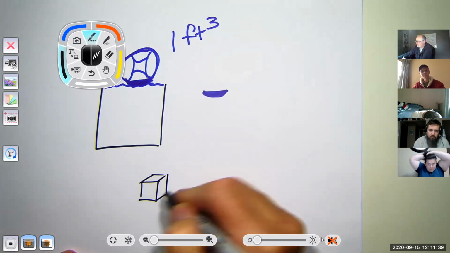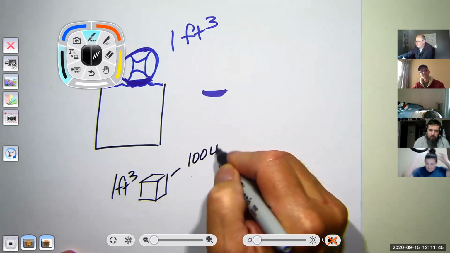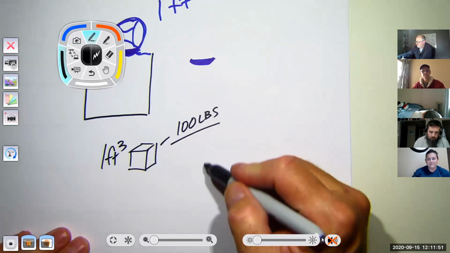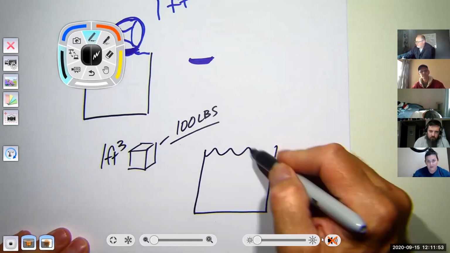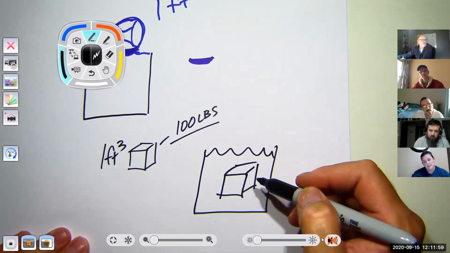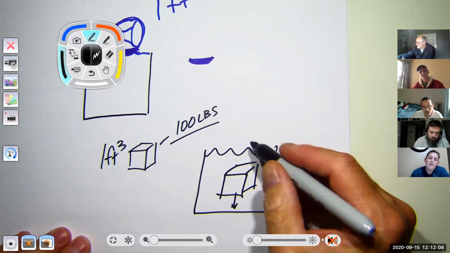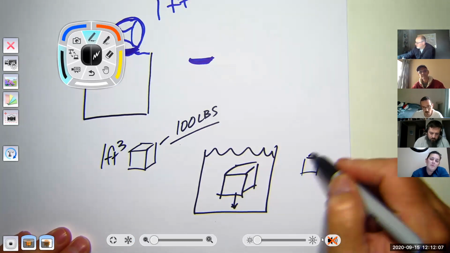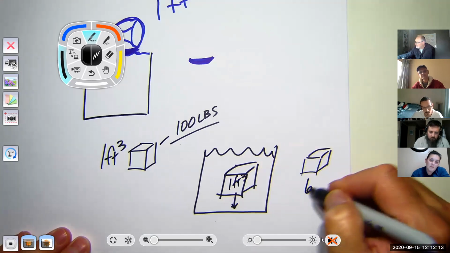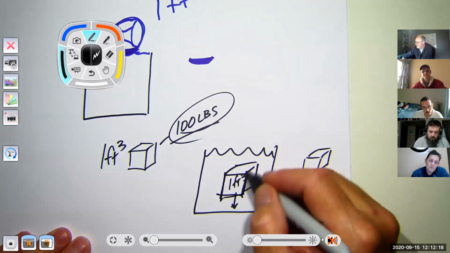I have an object here that is 1 cubic foot, for example. This object weighs 100 pounds, okay? Concrete block, 1 cubic foot. I don't care what it weighs. So if I put it in water, this object sinks to the bottom because it will displace this much liquid. It's only 1 cubic foot, so it's only going to displace 62.4 pounds. But the darn thing weighs 100 pounds, so it's going to sink.